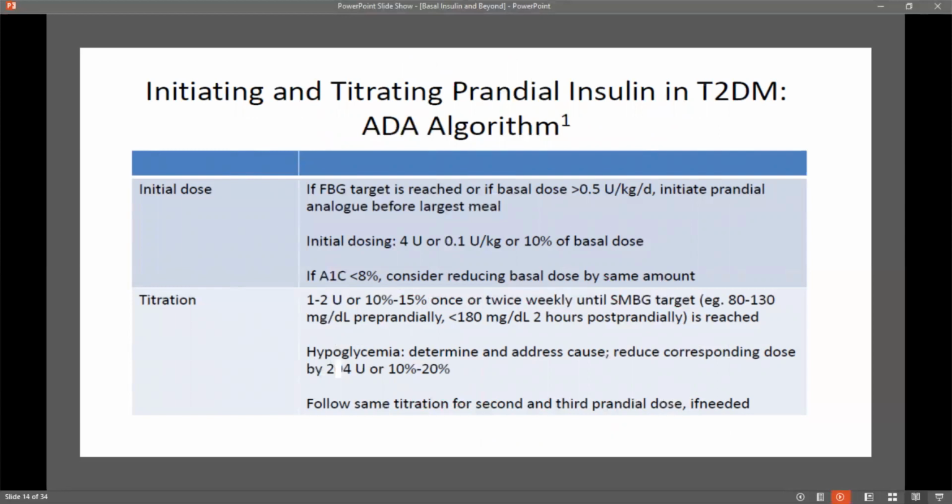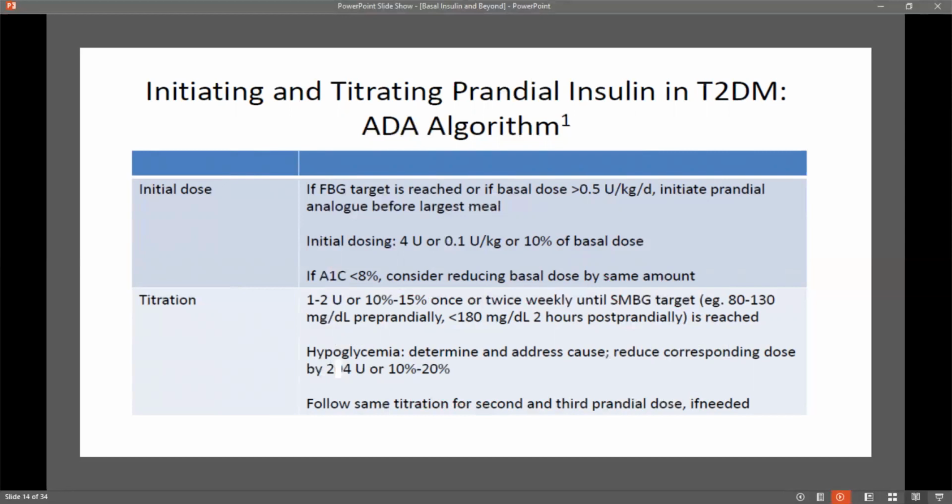So, and this is just the ADA recommendation as to how we should start. They're recommending that we can use about 4 units of bolus, Novolog, Humalog, or Apidra. So we can just pick a number of 4 units, or we can do 0.1 units per kg.